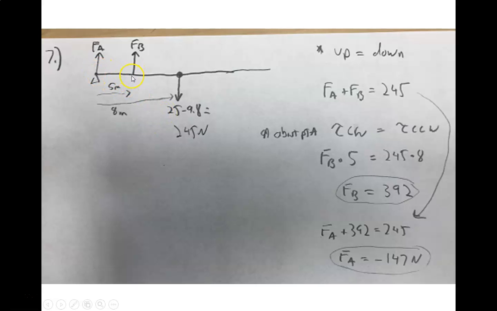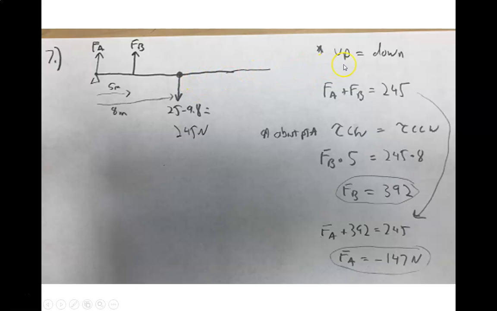And you can see I've already chosen my axis of rotation, my pivot point, to be the left side here. And again, it always helps to draw a picture. We've got dimensions labeled, so 5 meters away is FB, and the beam is 16 meters long. It's a very long beam. And so the weight of the beam, which is 245 newtons, we're going to put 8 meters from the left side. And then we'll go ahead and solve.